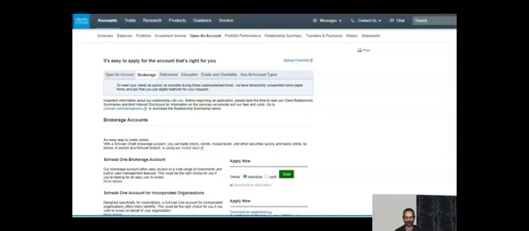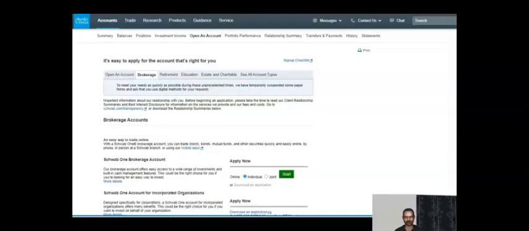The process for this was exactly the same as the first brokerage account I opened, except all of the information was already filled out. So I'm not going to walk through this again, but you can refer back to the first brokerage account if you need help.